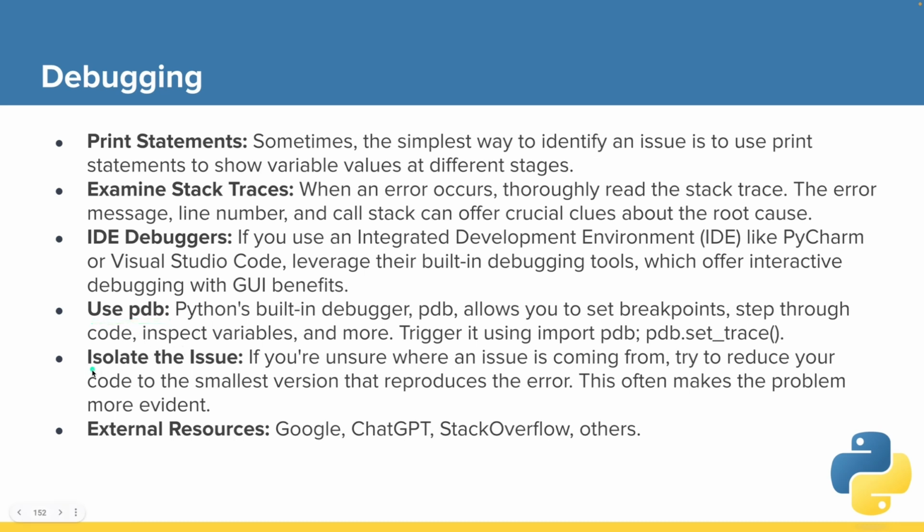Another useful tip: isolate the issue. Try to reproduce the error. Reduce the code to the smallest version that reproduces the error, and that can help make the problem more evident. And then there are some external resources like Google, ChatGPT, Stack Overflow, etc.